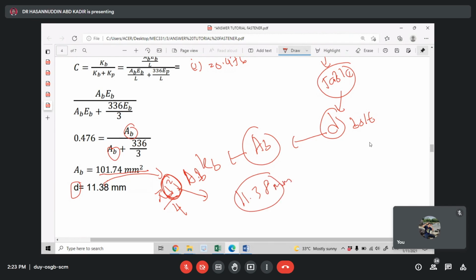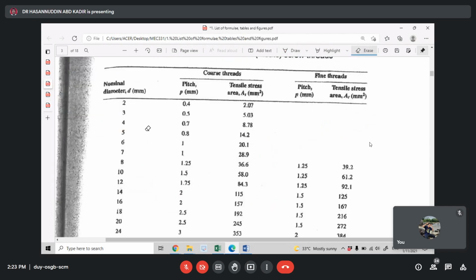This one. So we select the nearest. I select the nearest one. If we refer to the table here, there is no 11. So we select the bigger one, around 12.